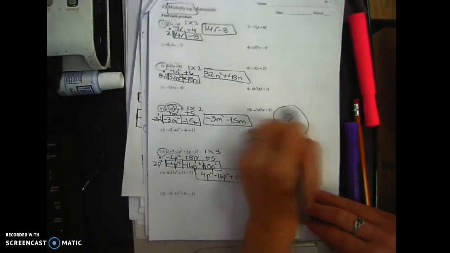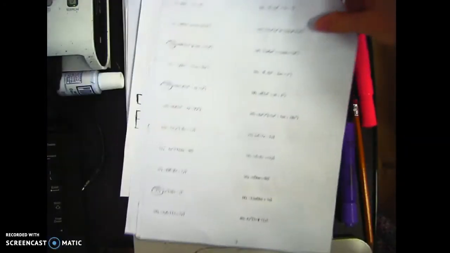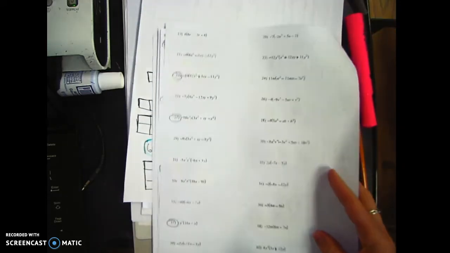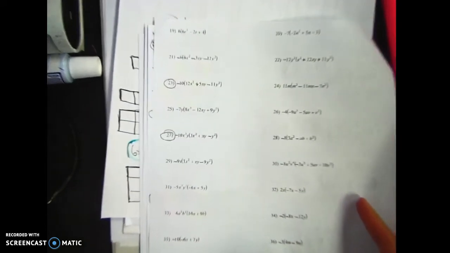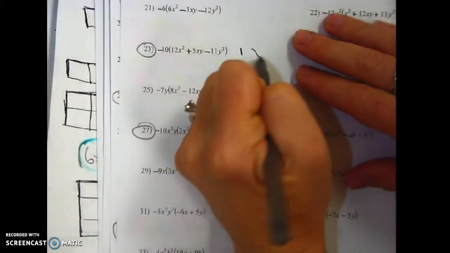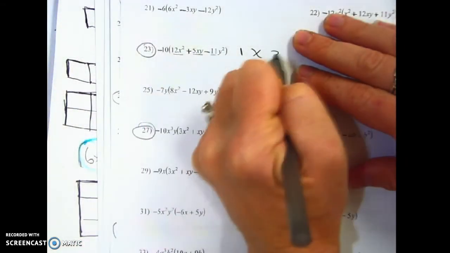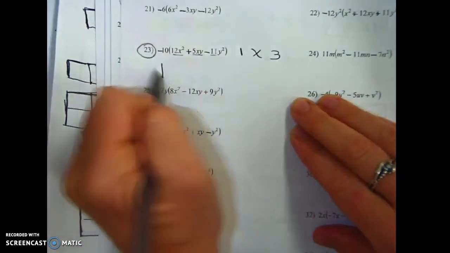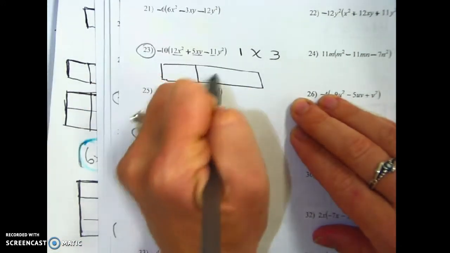So this is only going to be part of it, so this page will be worth 2 points. And then you're going to turn the page, and we're going to do even more monomials, but we're going to do more complex monomials. Okay? So let's look at number 23. The dimension of this is a 1 by 3. So I play the same game, it's just a little bit more complex.